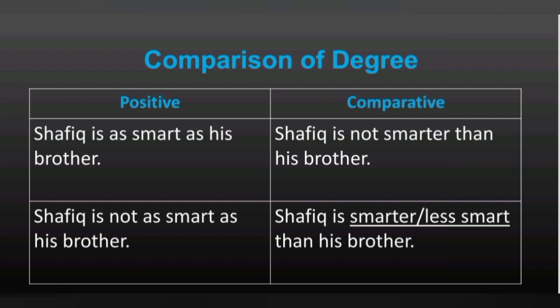So what do we have to show? We understand that either Shofiq is more smart or less smart than his brother. So the answer should be: Shofiq is smarter or less smart than his brother. I believe the rules are quite clear to you right now, how to change these sentences into another one as they are instructed in the question.